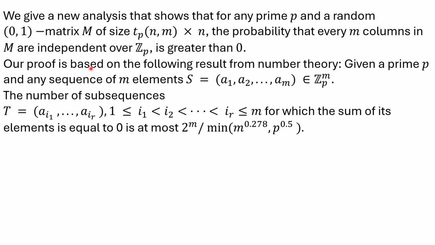Our proof is based on the following result from number theory. Given a prime p and any sequence S of m elements, a1 until am, that belong to Zp, the number of subsequences for which the sum of elements is equal to 0 is at most 2 to the power of m divided by the minimum of these two. We're also going to prove this later in the paper. This is one of the lemmas. We're going to prove it.